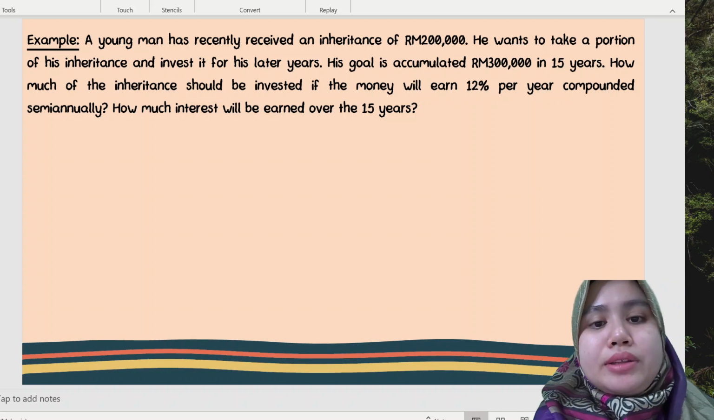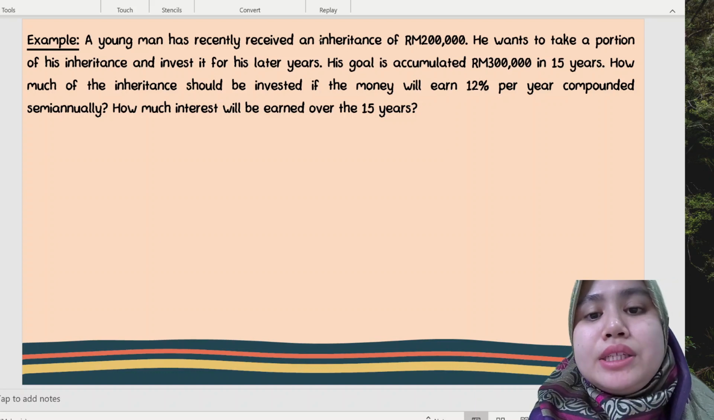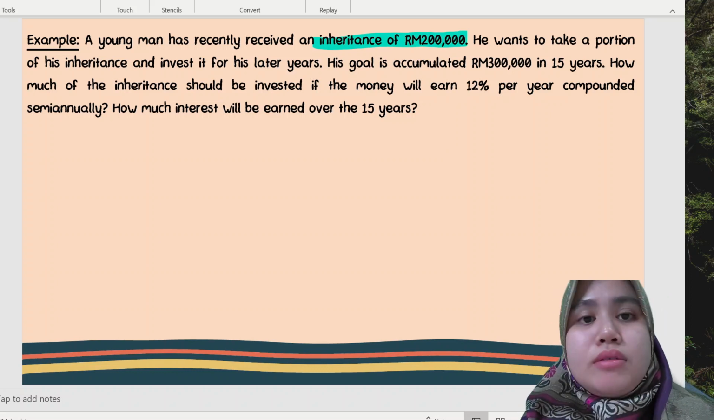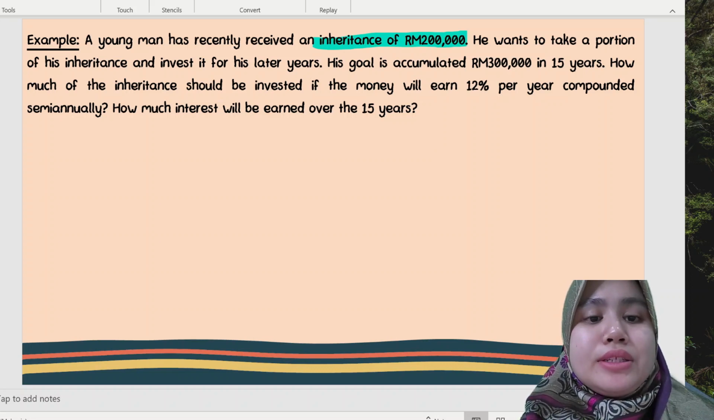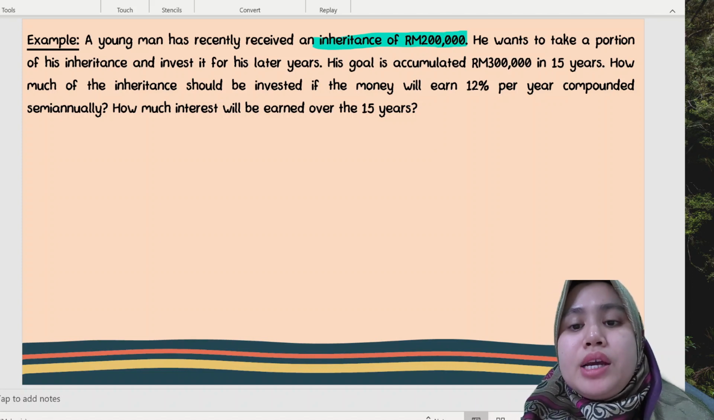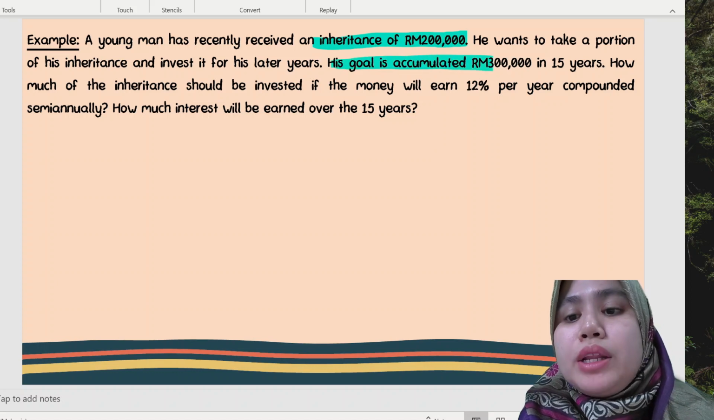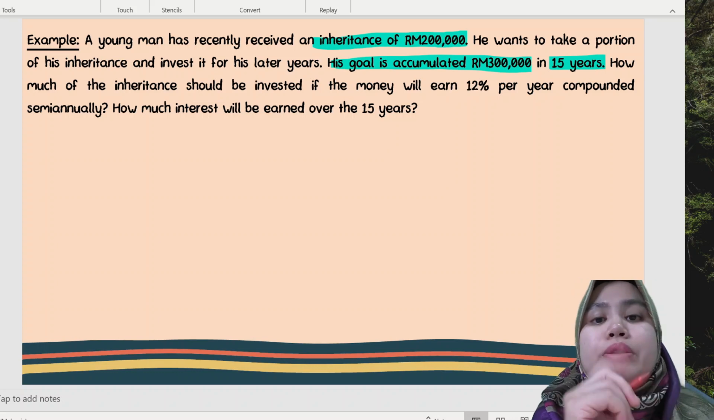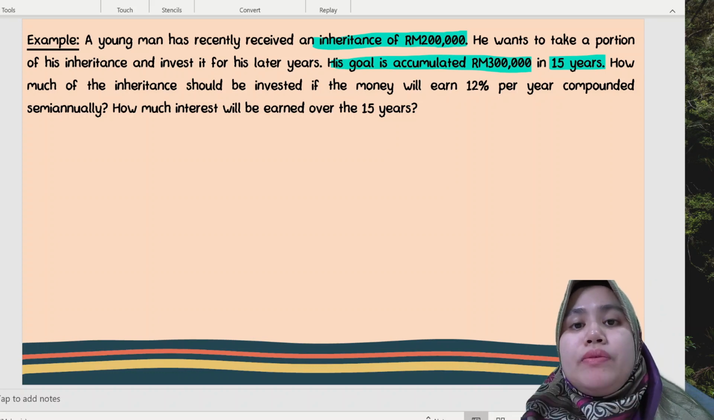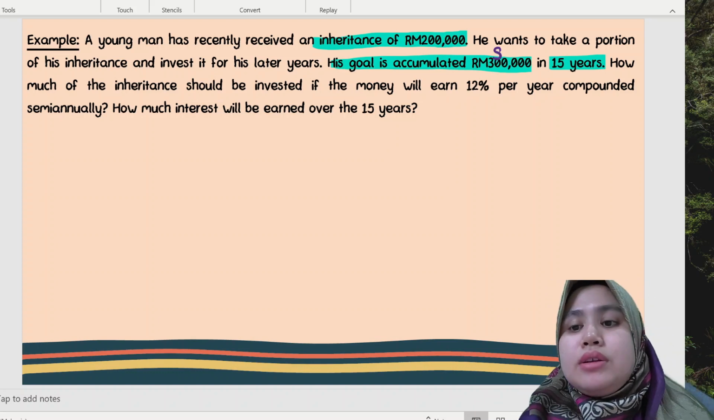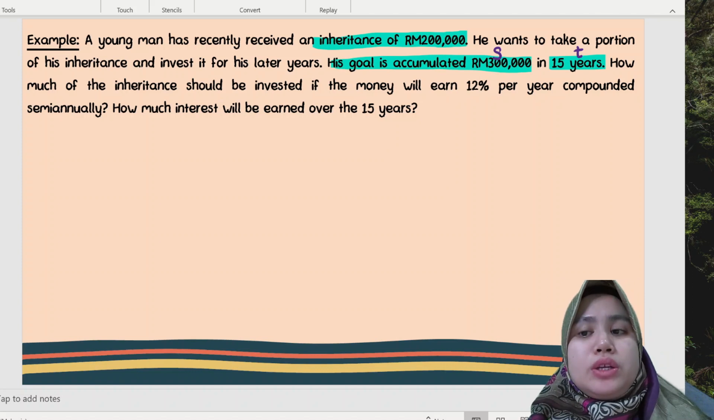Okay, we have a young man. A young man has recently received an inheritance of 200,000. He wants to take a portion of his inheritance and invest it for his later years. Okay, good, he wants to do saving. His goal is to accumulate 30,000 in 15 years. Goal means the total value at the end of your saving. That is our S. 15 years, this is our T.